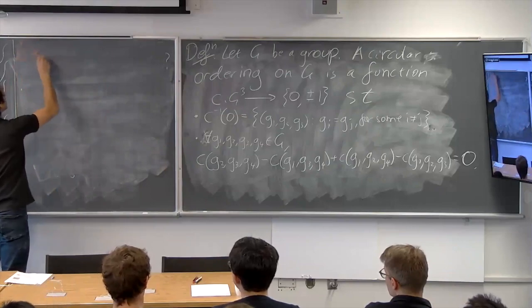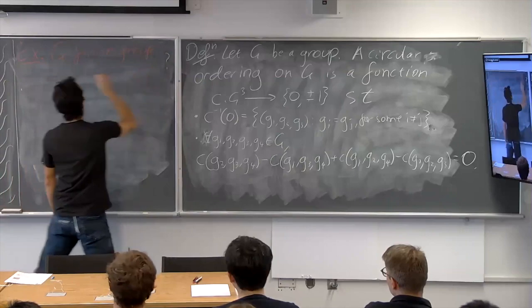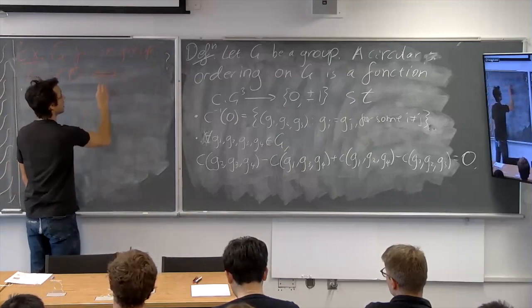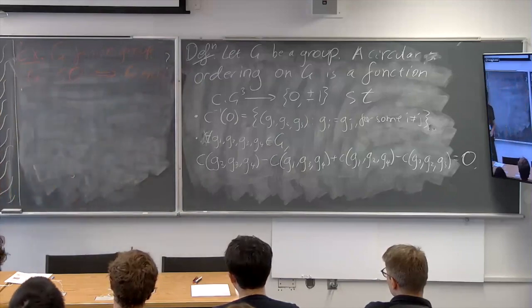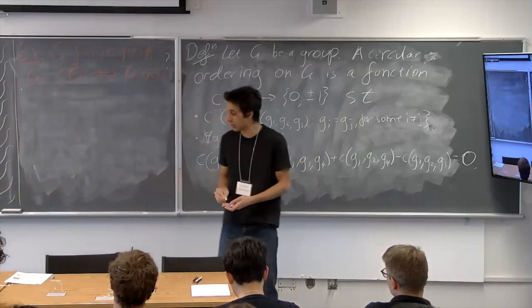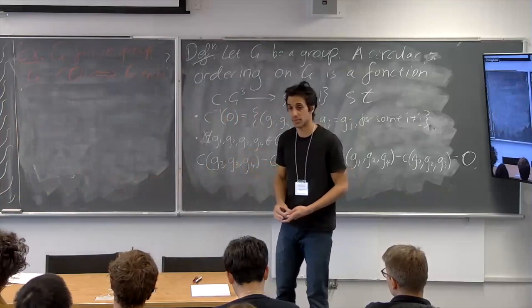Exercise. Let G be a finite group. Then G is circularly orderable if and only if G is cyclic. This is the first exercise that maybe you'd want to try and do. I'm going to give you a bit of a hint as to how this goes about.